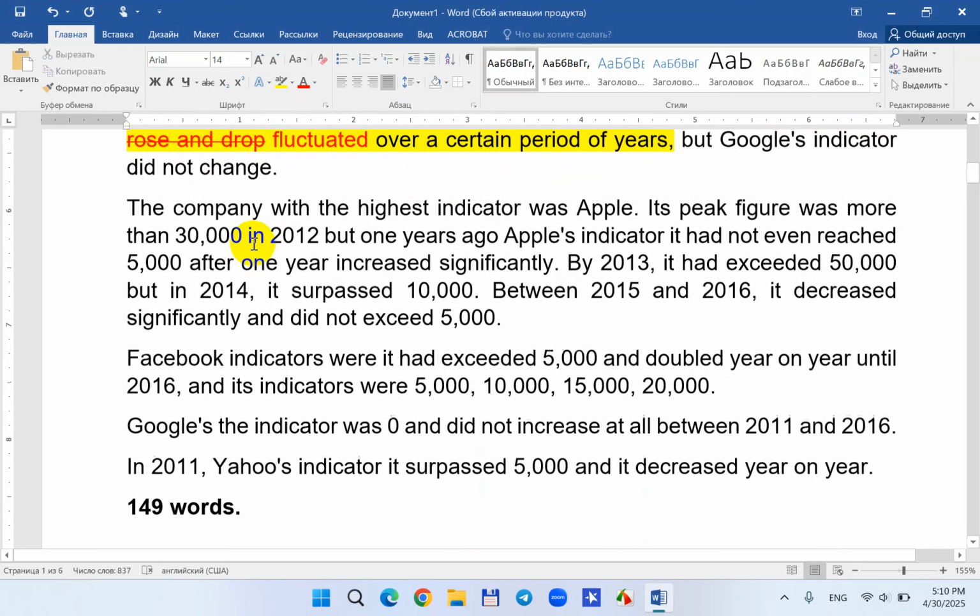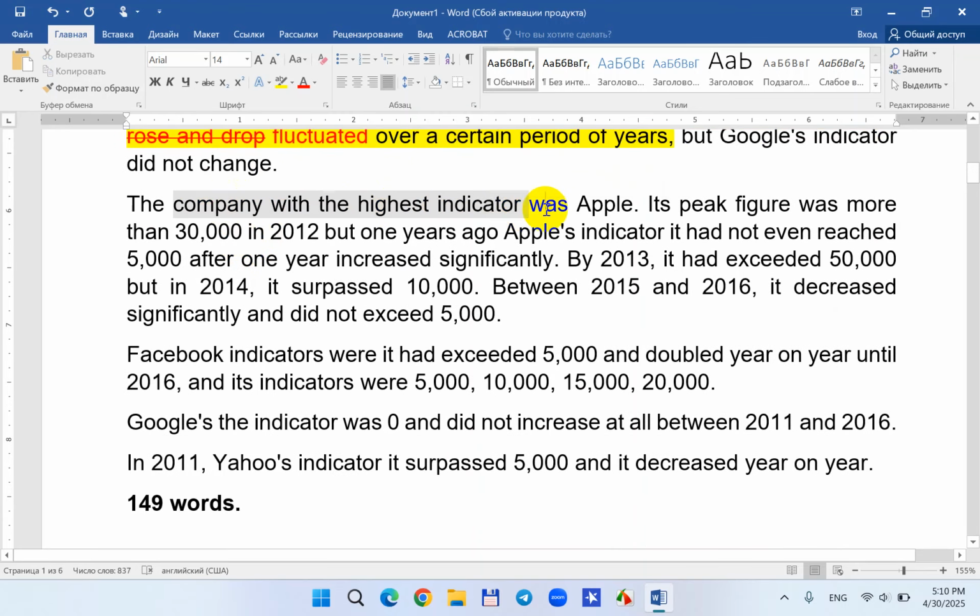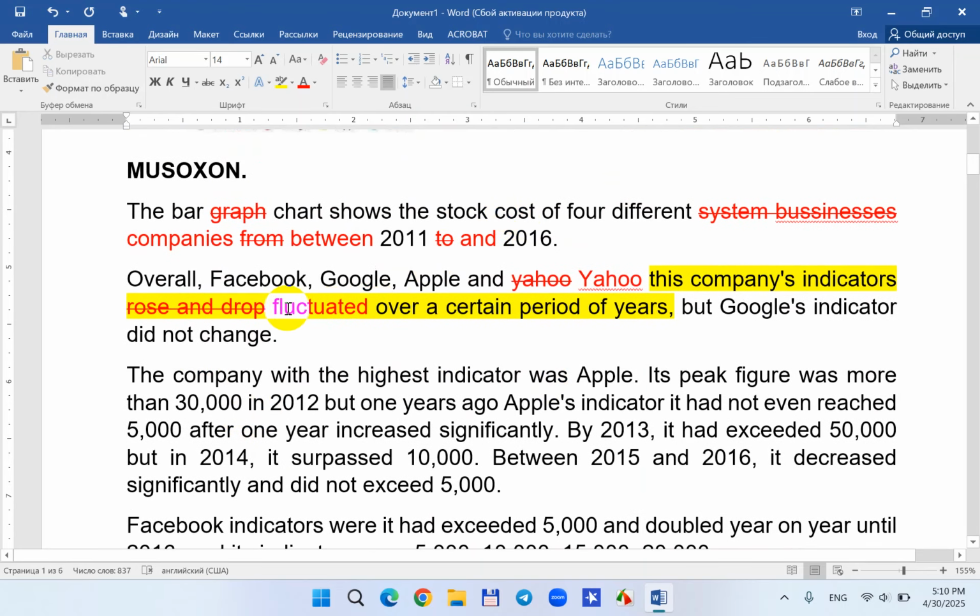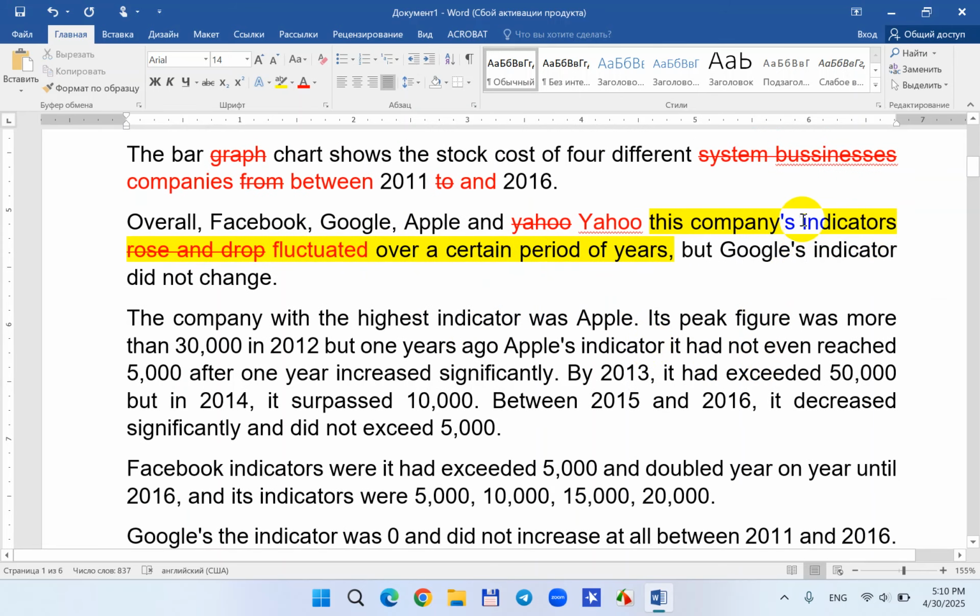Okay, let's continue. "The company with the highest indicator." I think you are overusing the word indicator. Okay, indicator, again indicator, again indicator. Okay, I'm gonna mark it.